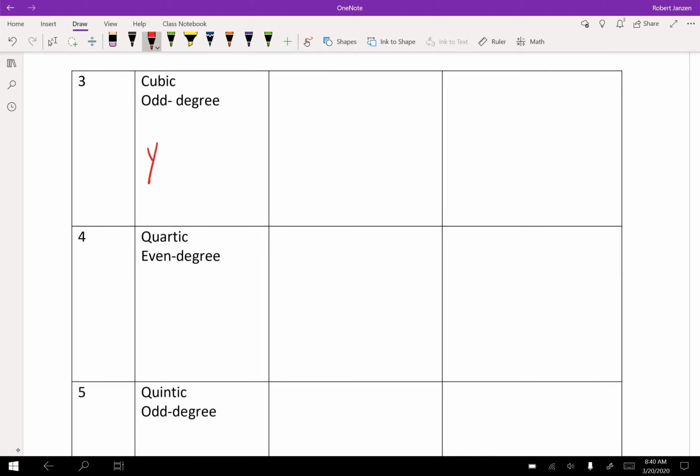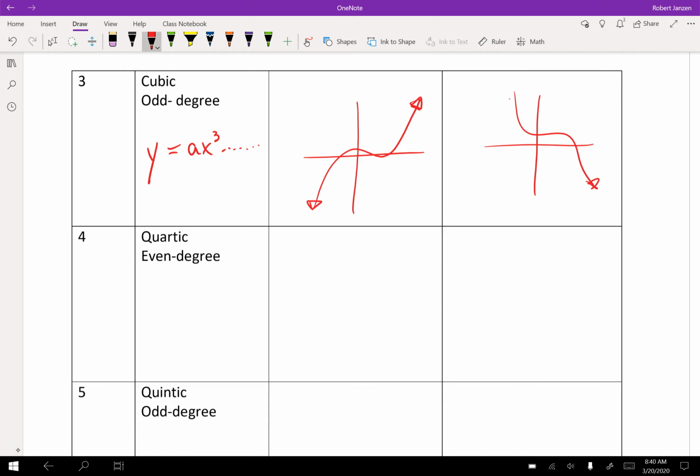If we have some sort of a cubic function here, now there could be x squared and x, etc., but if the lead coefficient of x cubed is positive, you're going to get a graph that rises to the right like this. If that lead coefficient is negative, you're going to get a graph that will fall. And this trend continues.